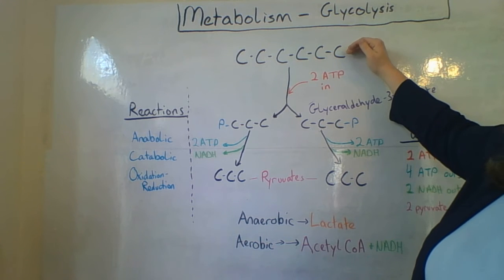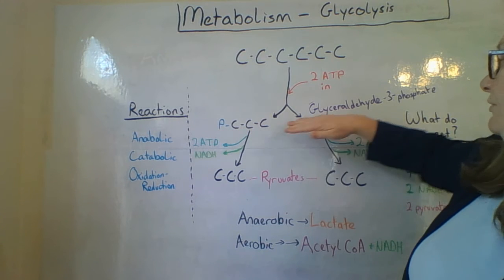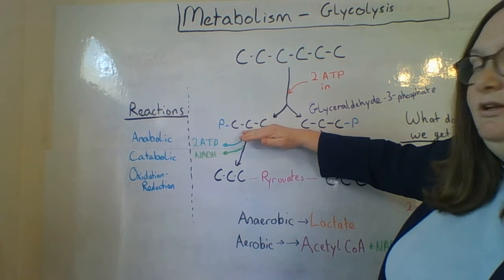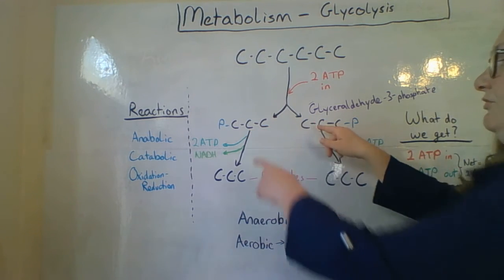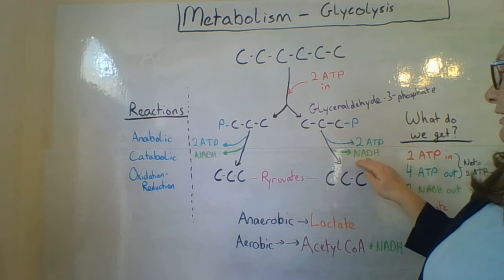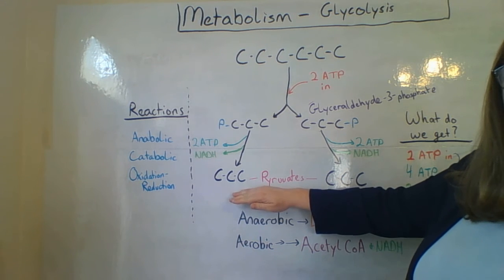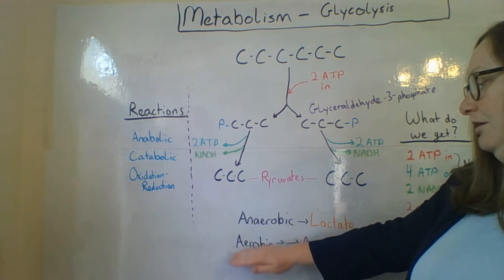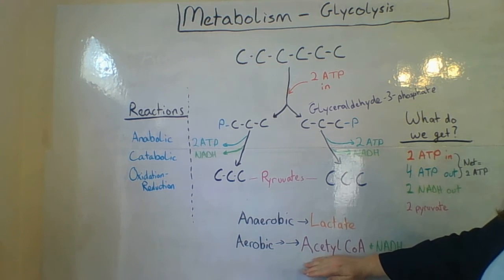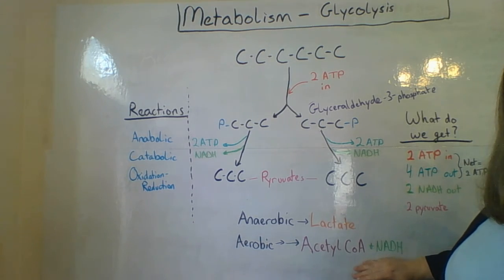Alright, starting with the 6 carbons, 2 ATP in the energy investment, and we end up with glyceraldehyde 3-phosphate at the end of the energy investment phase. Each of those continues on, and you produce 2 ATPs, 1 NADH each, and it ends up with 2 pyruvates, which can then continue on to lactate if there's no oxygen, or acetyl-CoA if there is oxygen. With the latter, you produce an NADH.